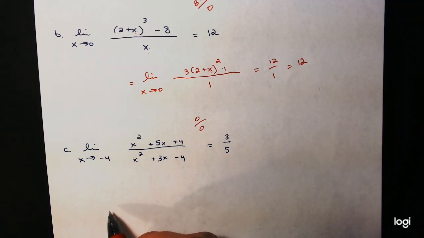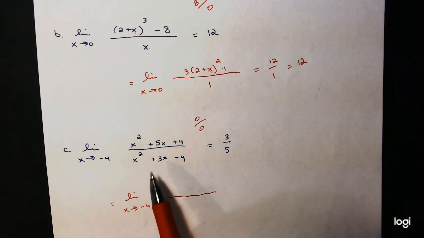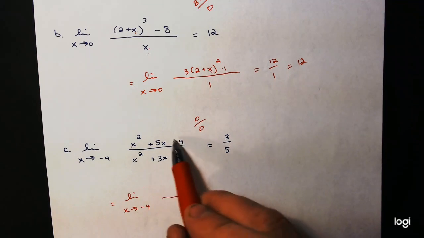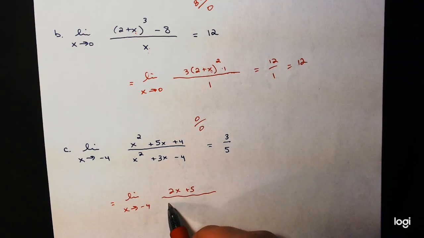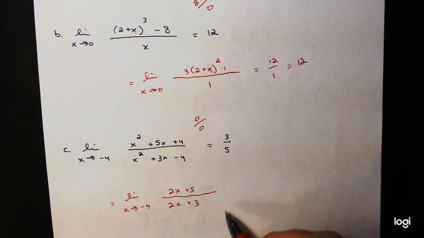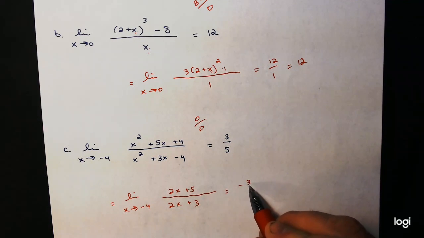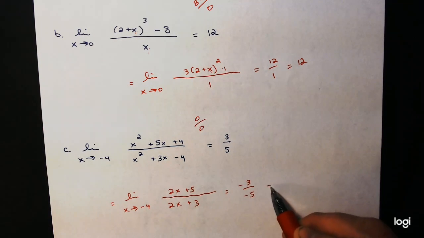Now let's just use L'Hopital's rule. So the value of this indeterminate limit is going to be the same as the ratio of the slopes of these two. So let's say the derivative of this one is 2x plus 5. Derivative of this one is 2x plus 3. And if we now plug in a negative 4, we get negative 8 plus 5, which is negative 3, over negative 8 plus 3, which is negative 5, equals 3/5.